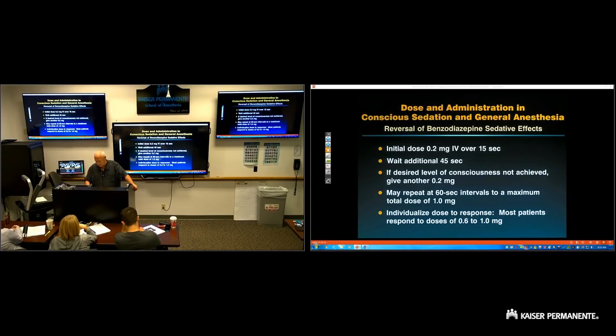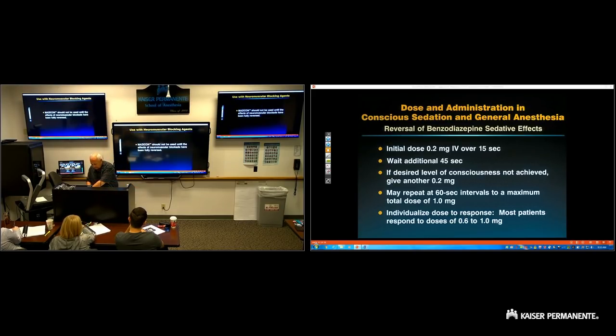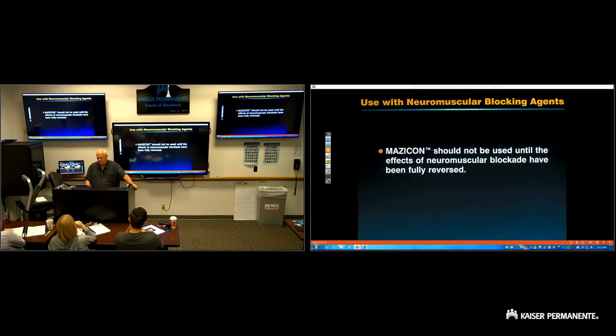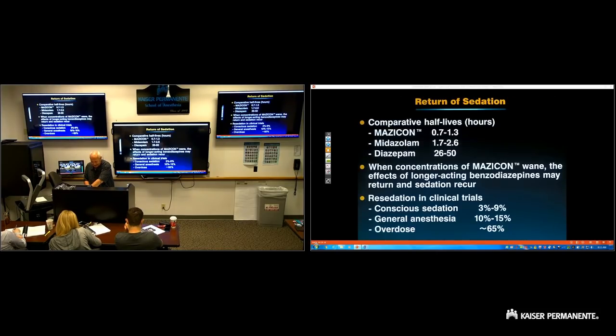Most patients respond to doses of 0.6 to 1. I would say most patients respond to doses maybe 0.4 to 1. Should not be used until the effects of neuromuscular blockade have been reversed. I think this is pretty self-explanatory to anybody in anesthesia. You don't want to reverse the patient while they're paralyzed. Basically is what they're saying. Maybe this is for someone else somewhere in the hospital. We would never do that.